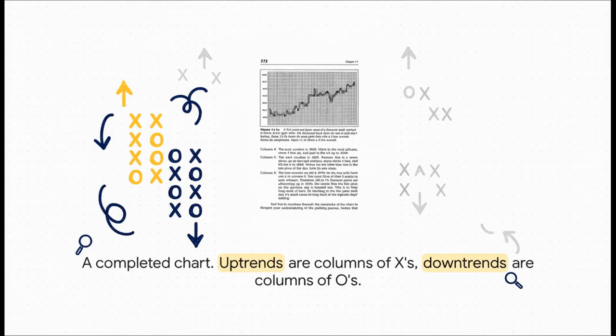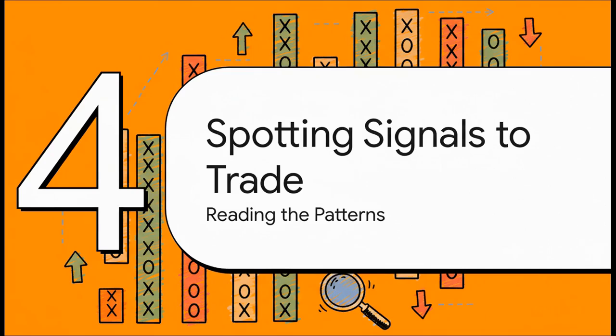And voila! This is what you get when it all comes together. Each column of X's is a clear, undeniable uptrend, and each column of O's is a clear downtrend. The entire history of that battle between supply and demand is laid out for you in this really simple, elegant format. Okay, so building the chart is one thing, but how do we actually use it to trade?